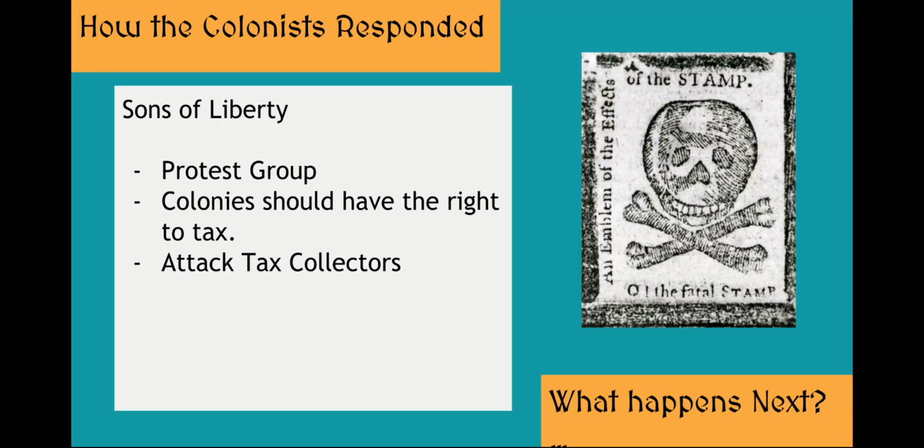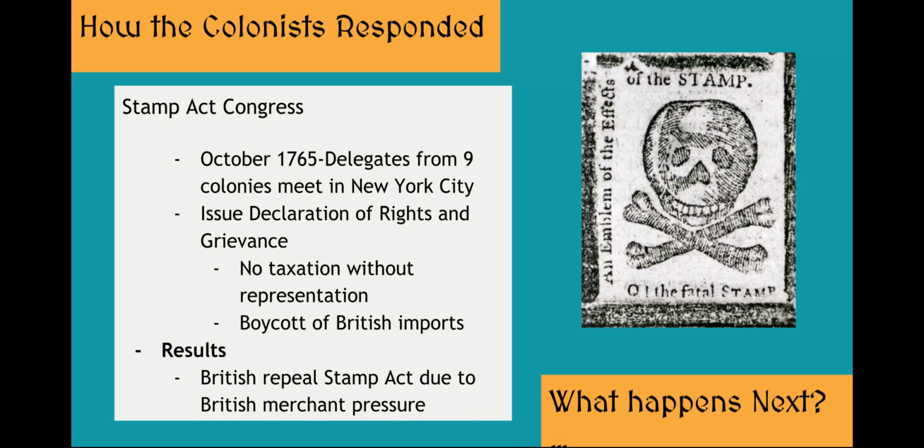So the colonists start creating their own little groups, things like groups like the Sons of Liberty. They start to protest. They start doing the tar and feathering of tax collectors. And as a response to all of this, there's a lot of pressure. The members of 9 different colonies meet in October of 1765, and it's known as the Stamp Act Congress, where they officially write down to King George III every problem they have with his taxes.